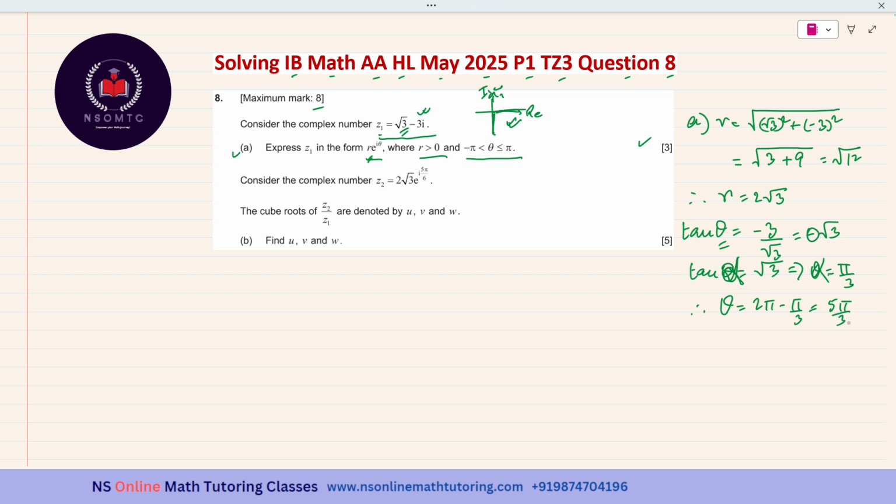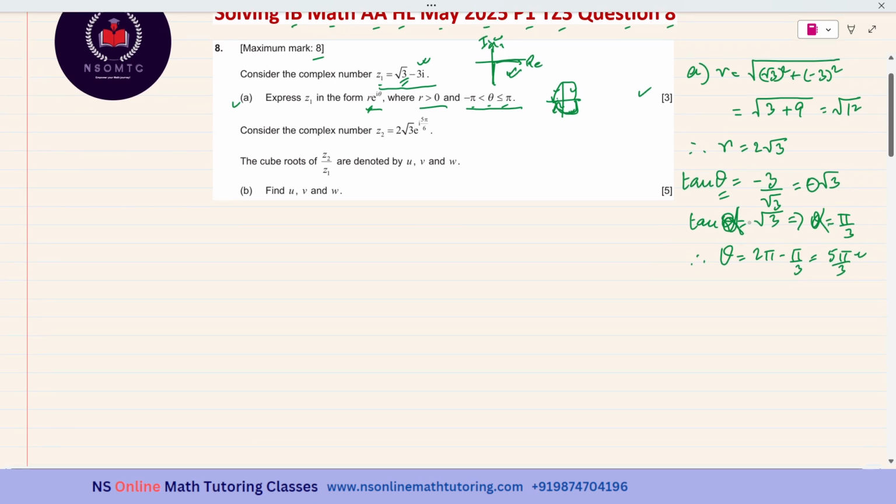But this is a positive angle. They have said that theta is greater than negative pi but less than or equal to positive pi. That means the angles from the first and second quadrants will be positive angles, and the angles from the third and fourth quadrants should be expressed as negative angles. From 0 to negative pi, you are moving in the clockwise direction, and from 0 to positive pi, you are moving in the anti-clockwise direction. So this 5 pi over 3 should be expressed as a negative angle rather.